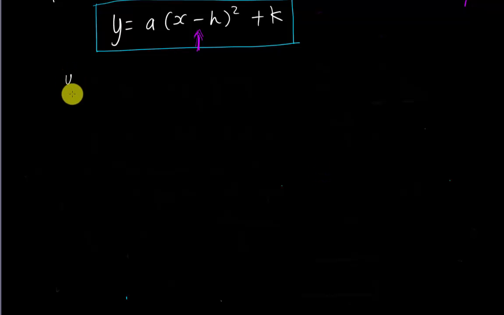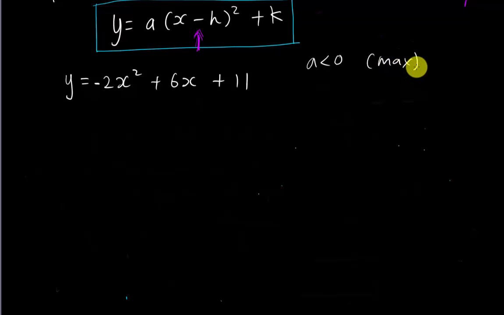So let's say I have y equals a random one, negative 2x squared plus 6x plus 11. This one with a negative is more interesting. So the first thing is, I know the value beside the x squared here is negative. This is the same a also. So my a will be less than 0. Because it's negative, my graph will be maximum, so I know I will get an n shape. This is some information you should get straight away from the equation itself.